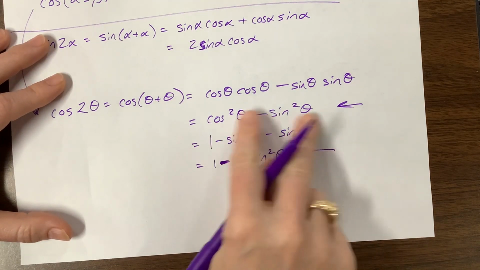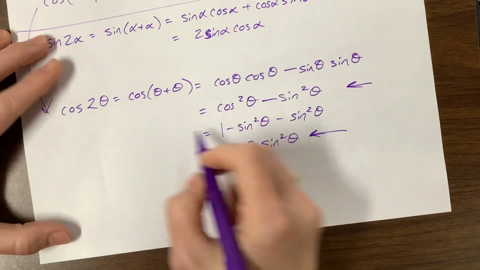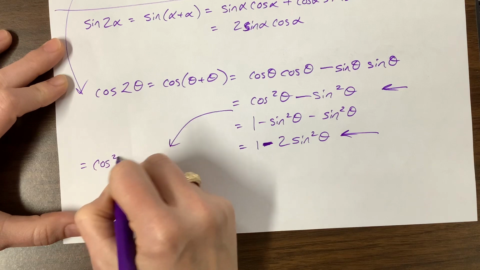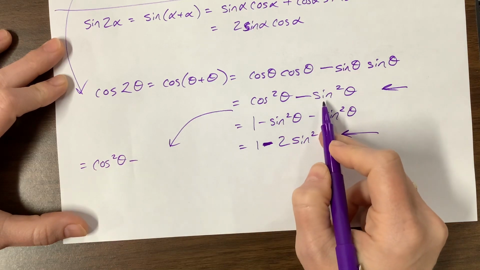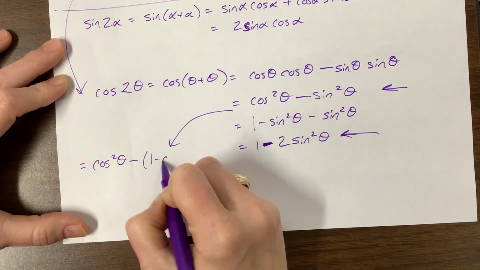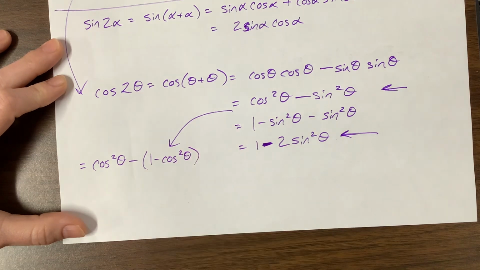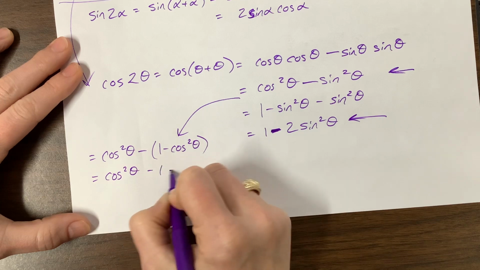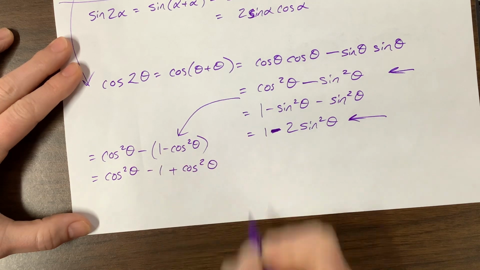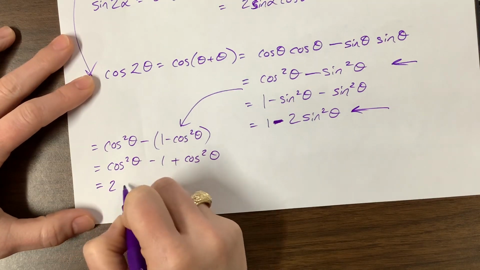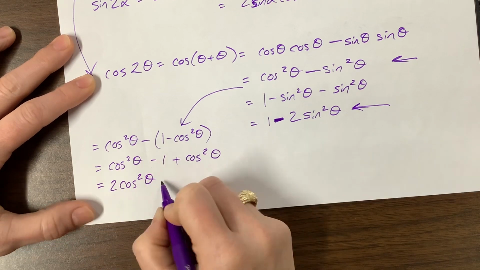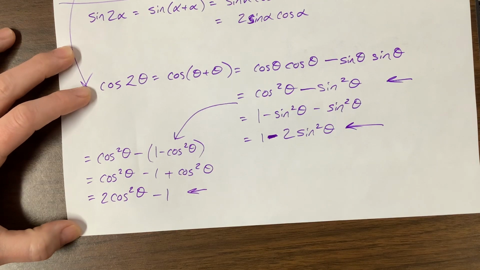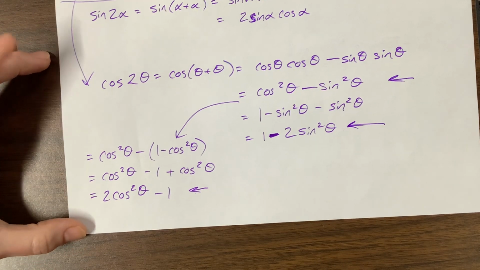We can also come this direction. This would be equivalent to cosine squared theta minus, using the Big Daddy, 1 minus cosine squared theta. Now we just have to distribute the negative. Cosine squared theta minus 1 plus cosine squared theta gives us 2 cosine squared theta minus 1. And so this is the third version of the double angle identity for cosine.